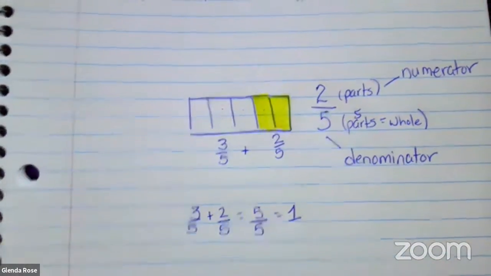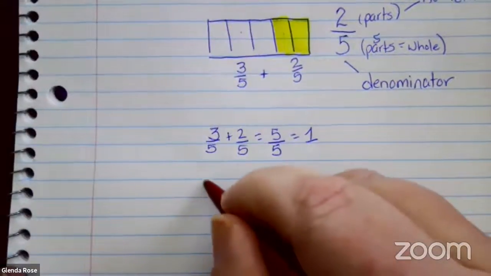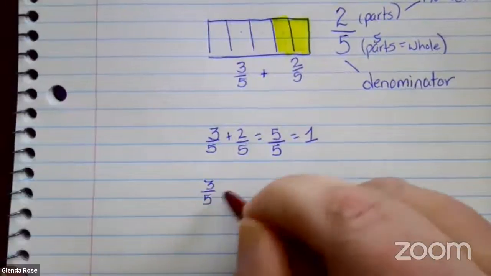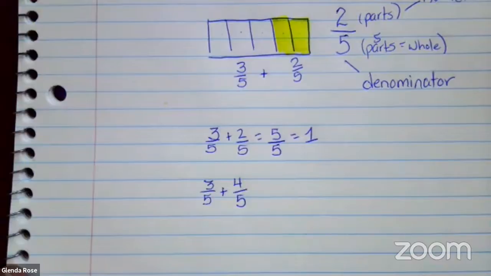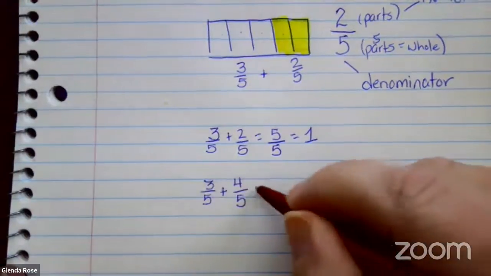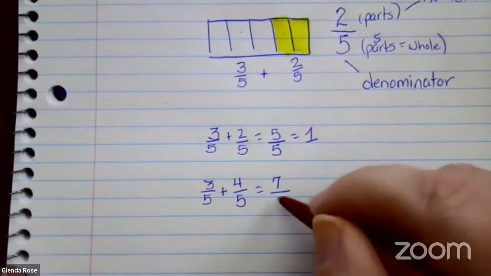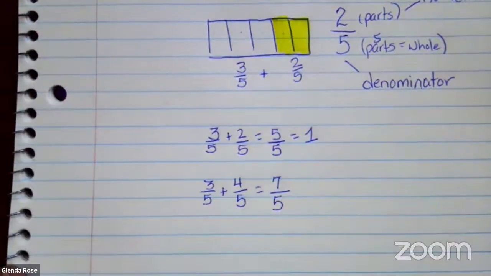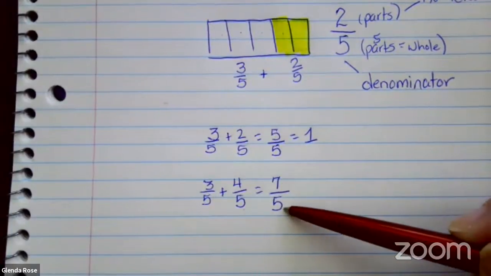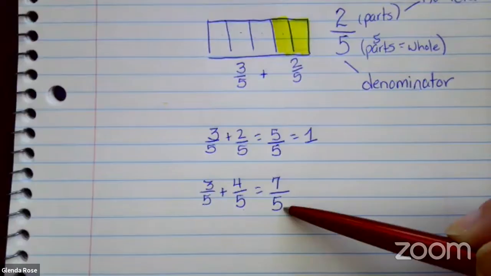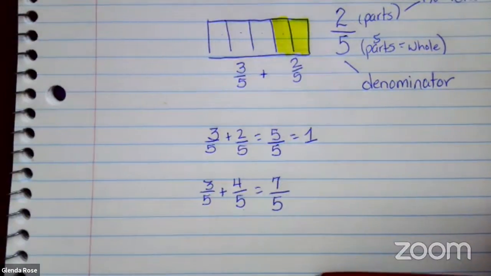If the number on the top is greater, let's say I have 3/5 plus 4/5, I'm still going to add the numbers across on the numerators. I still have the same number of parts to the whole, so that doesn't change. But now my numerator is greater than my denominator. What does that tell me? Well, it tells me that I have more than 1.